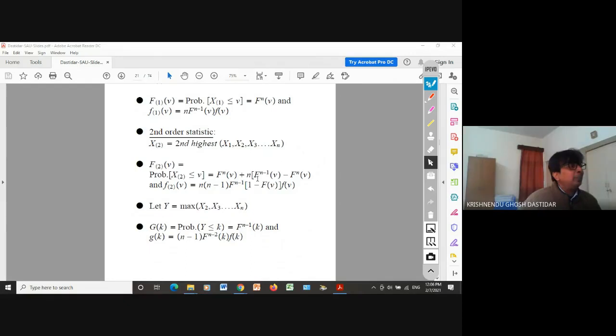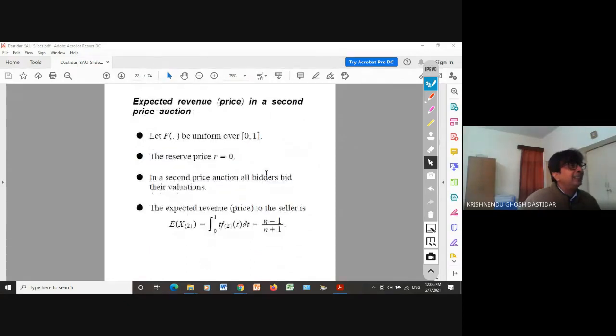Now let me go over to this. Why did I mention this? Suppose you are a seller and you have organized a second price auction. What is the expected price that you can get? Just to give you an example, suppose the distribution of values is uniform over 0 to 1. And for simplicity, assume the reserve price is 0. In a second price auction, all bidders bid their value. Who wins? The person with the highest value. How much does he pay? A price equal to the second highest value.